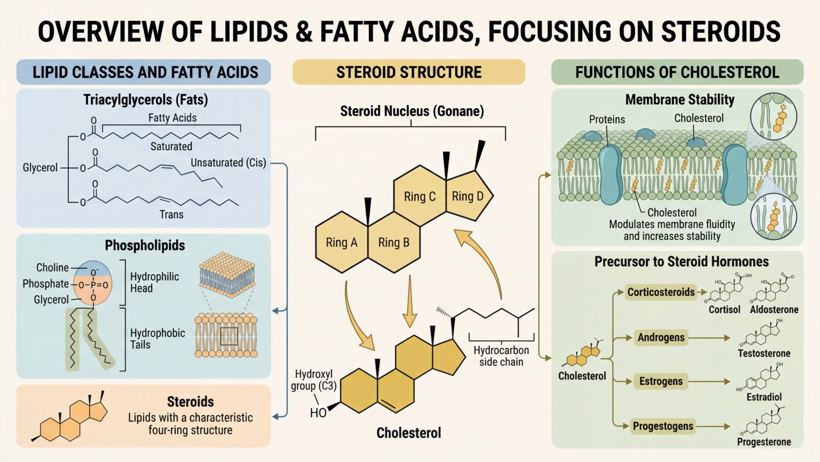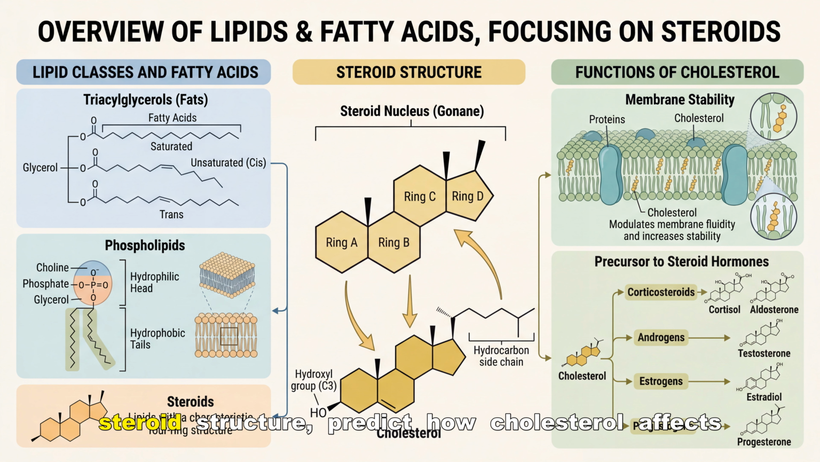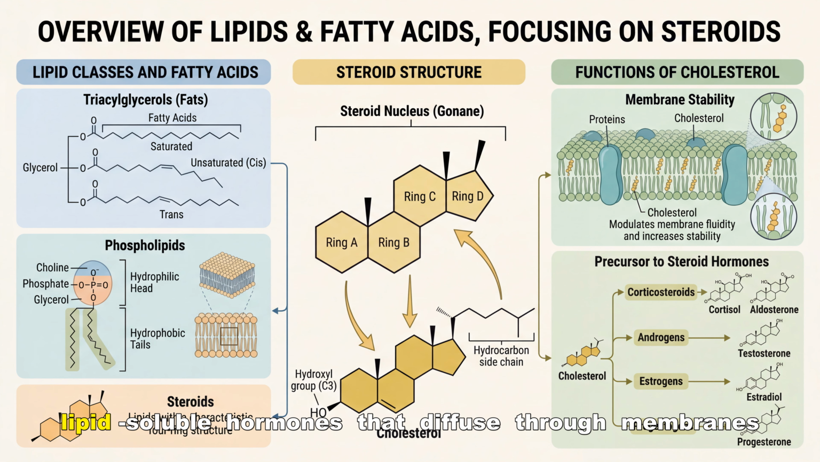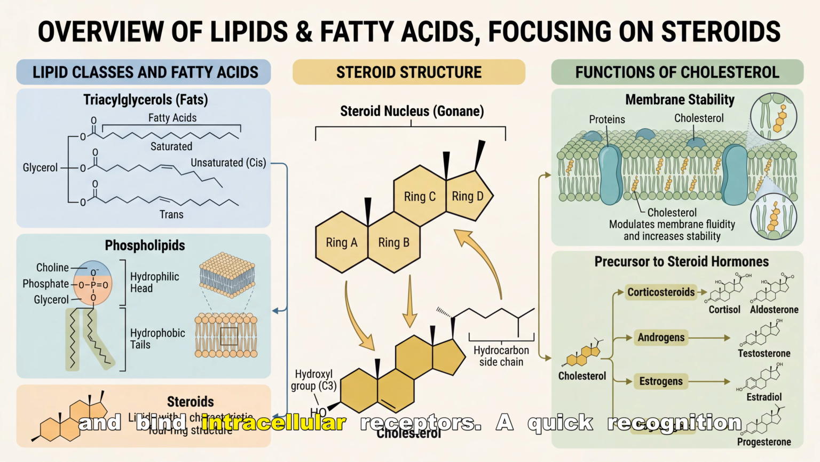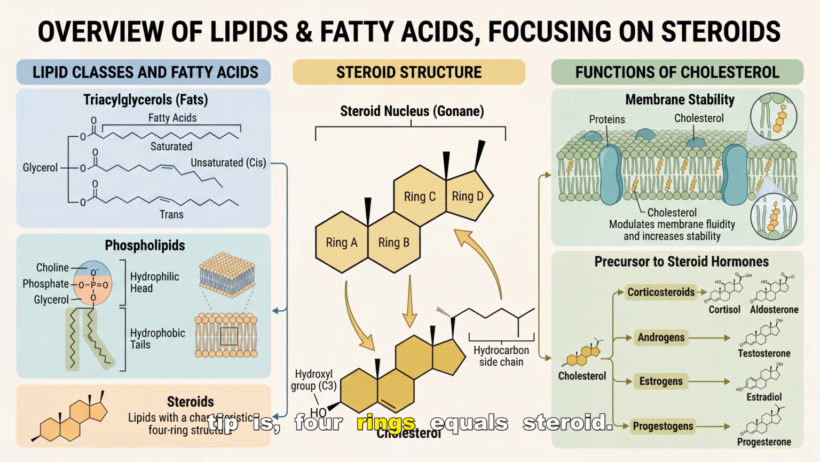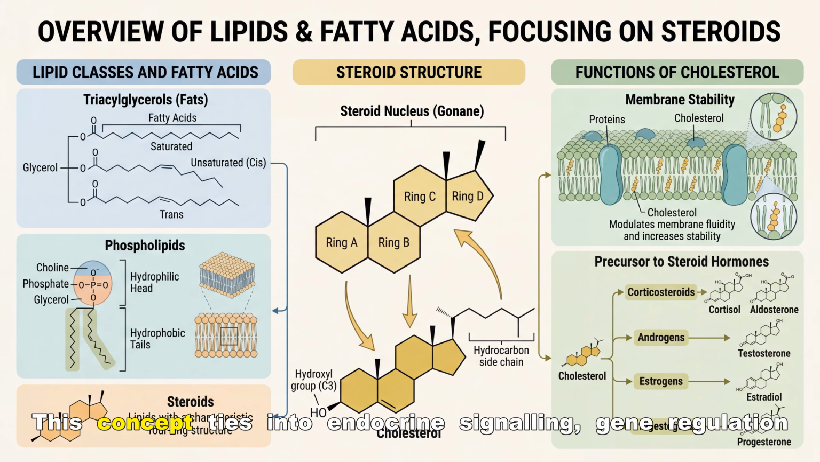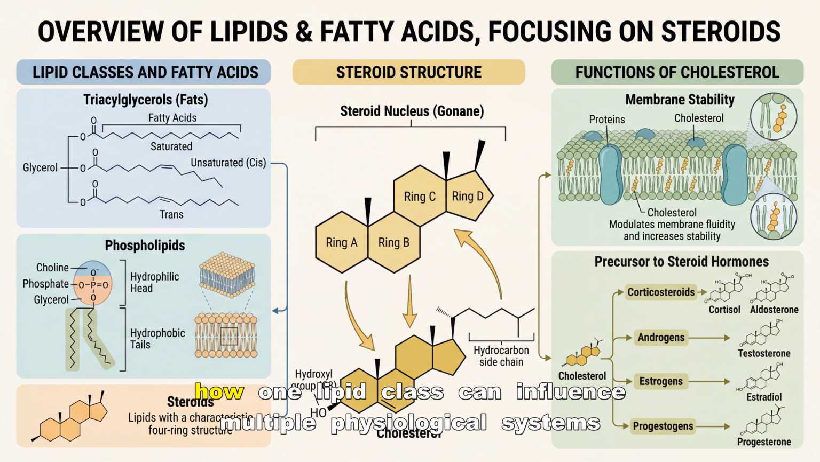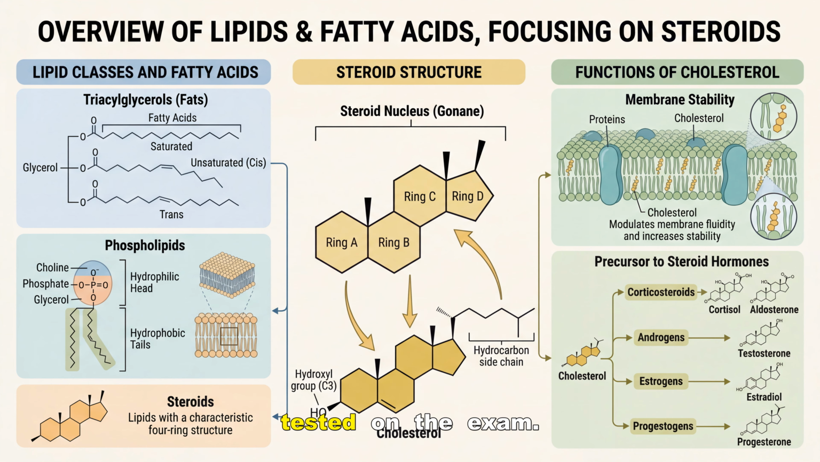On the MCAT, you may be asked to recognize the steroid structure, predict how cholesterol affects membranes, or understand hormone signaling pathways involving lipid-soluble hormones that diffuse through membranes and bind intracellular receptors. A quick recognition tip is 4 rings equals steroid. This concept ties into endocrine signaling, gene regulation, and digestion through bile salts, highlighting how one lipid class can influence multiple physiological systems tested on the exam.